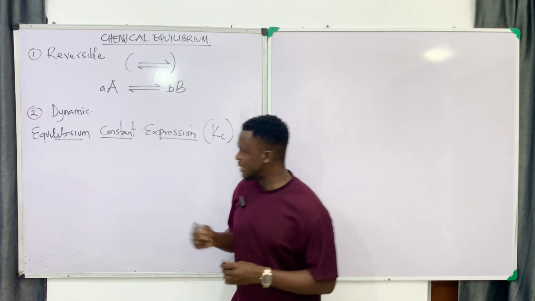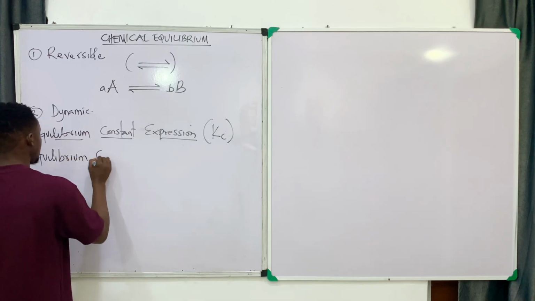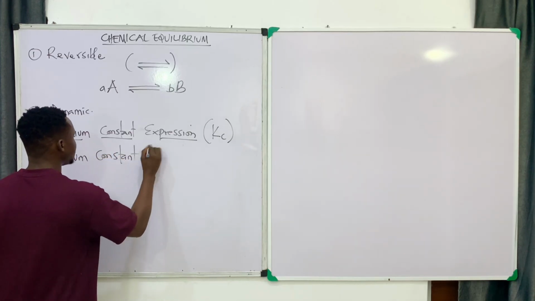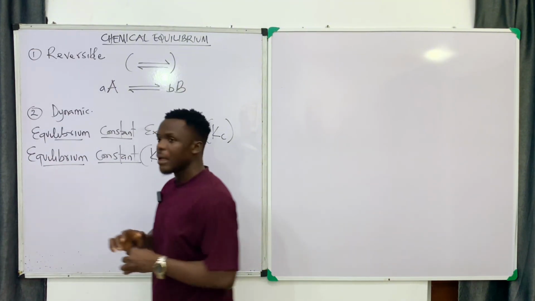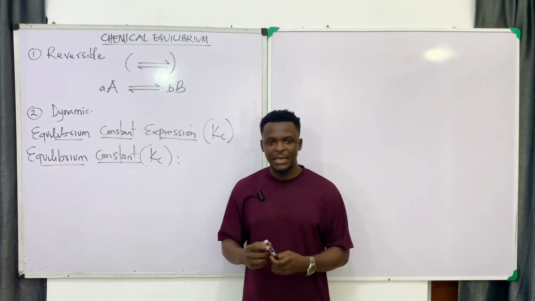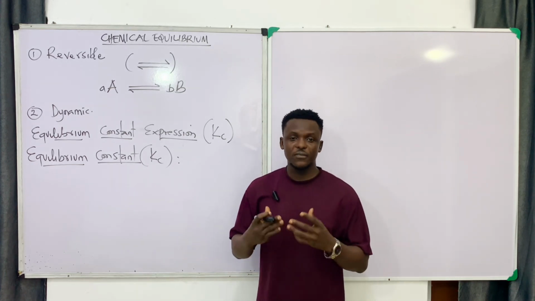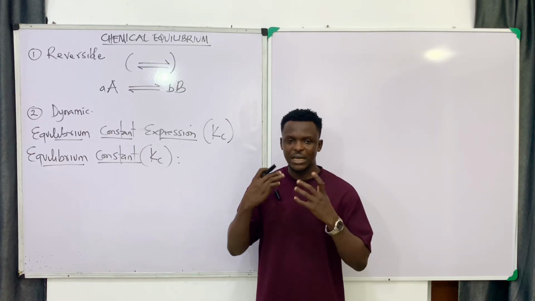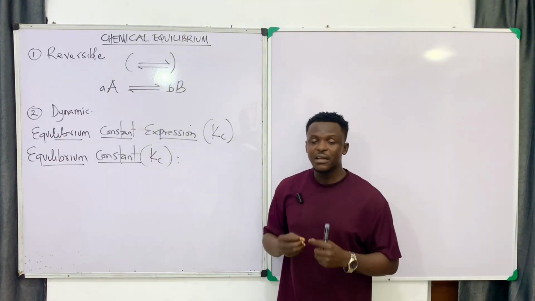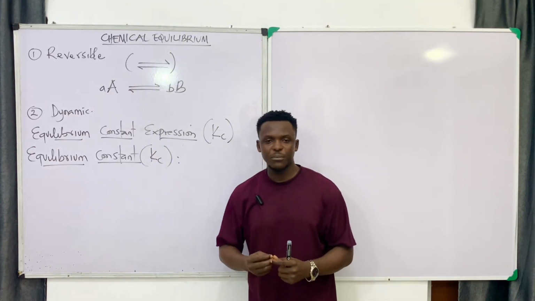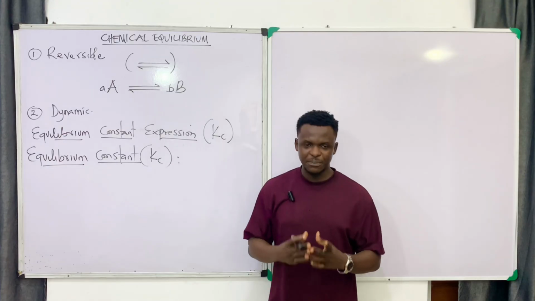First things first, what is the equilibrium constant? Equilibrium constant has a symbol of Kc. This C stands for concentration. Equilibrium constant can be defined as the ratio of the concentration of the product to that of the reactant, each raised to their coefficient. I repeat, equilibrium constant Kc can be defined as the ratio of the concentration of the product to that of the reactant, each raised to their respective coefficients.